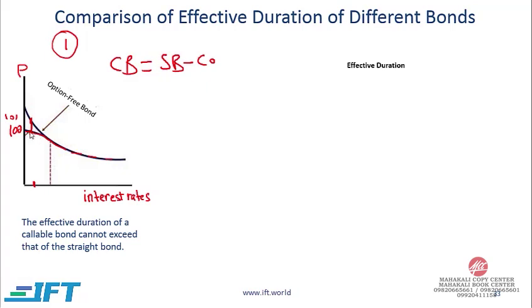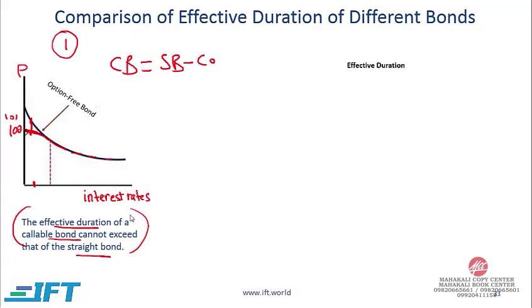In terms of effective duration, notice that the slope of the curve for the callable bond is much lower than the slope for the option-free bond. So at low rates, the effective duration of a callable bond is lower than the effective duration of a straight bond. And we can make this broader remark that the effective duration of a callable bond can never exceed that of a straight bond.